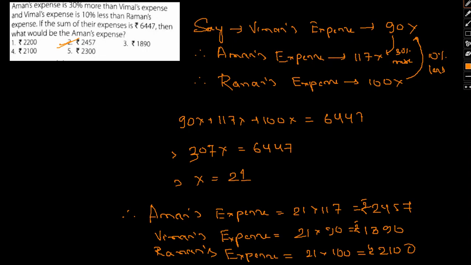I hope this is clear to you. This was a very simple question. All we needed to do was simply represent each and every expense in terms of the other. In case you are having any difficulty understanding this, I suggest you go through the entire video multiple times to get a clear understanding of how we arrived at the solution.